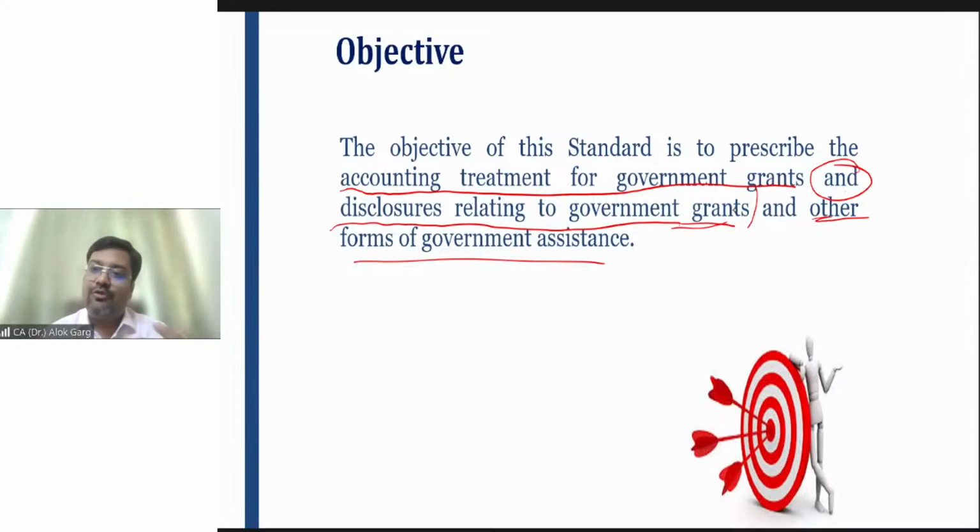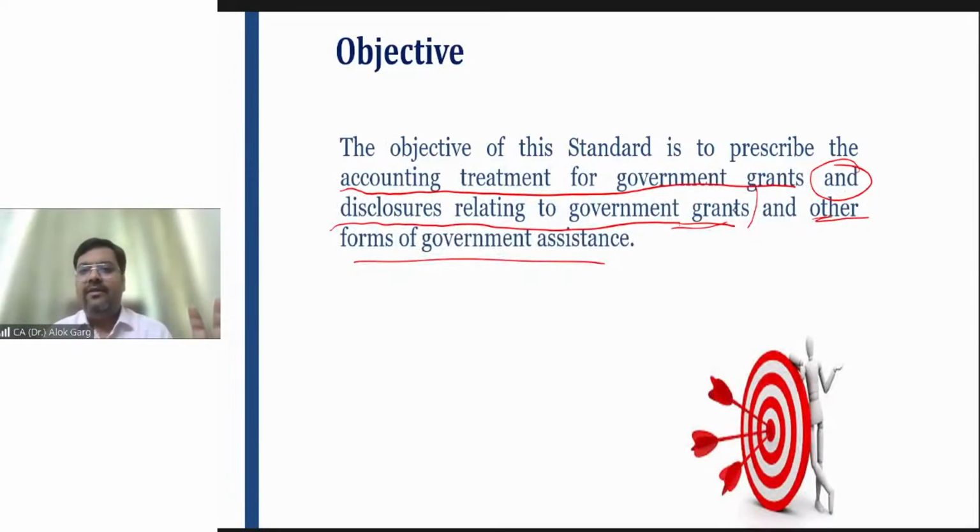Government grant is also an assistance, but that assistance can be measured in terms of value, right? But government assistance cannot be measured in terms of value. In case of a government grant, both quantitative and qualitative disclosures are there. Quantitative means in monetary terms, qualitative means in narrative terms, right? For government assistance only qualitative, narrative disclosures are there, quantitative disclosures are not there.